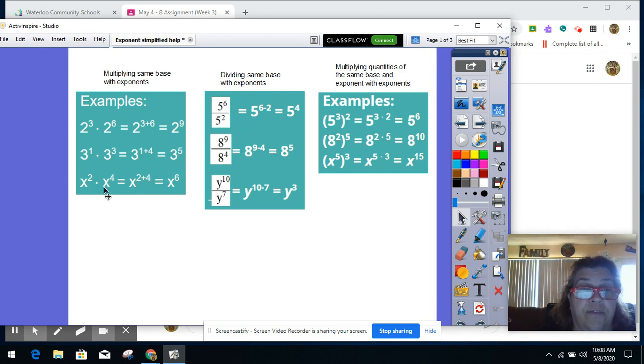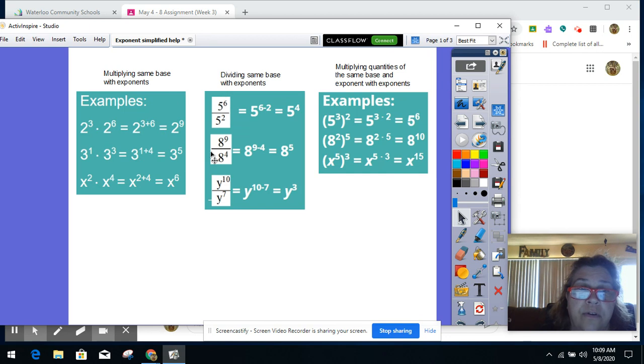And if they give you any kind of base, which is when we start using our variables, it can apply to any base number that matches. They both have to be the same number. This is x to the power of 2, x to the power of 4, so 2 plus 4, x to the power of 6. So that is what multiplying them looks like. So when you go to do your Google form, if it looks like this, you're adding the exponents.